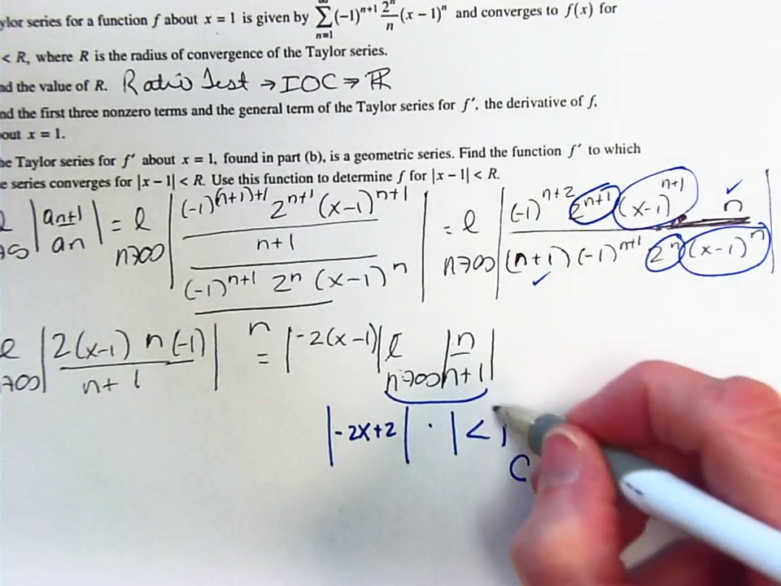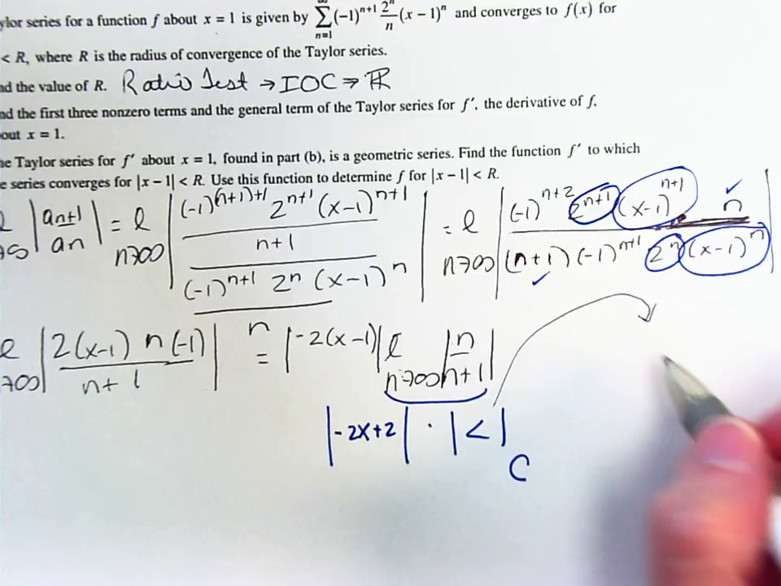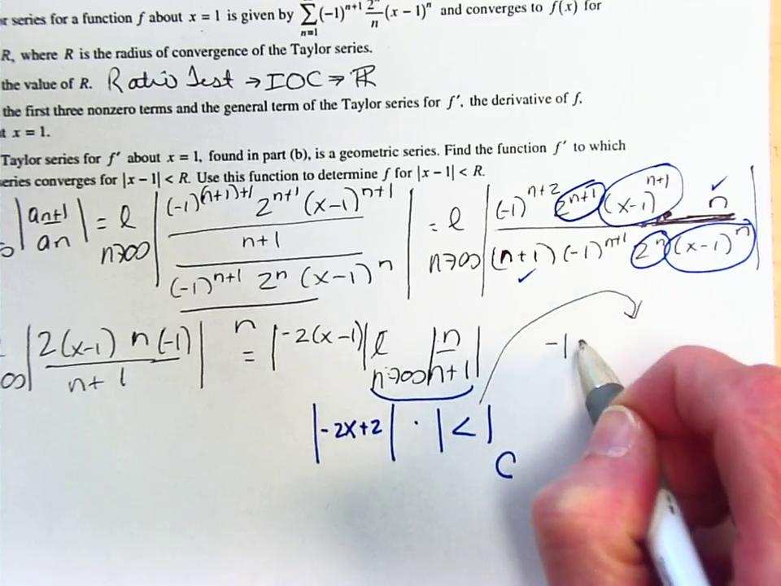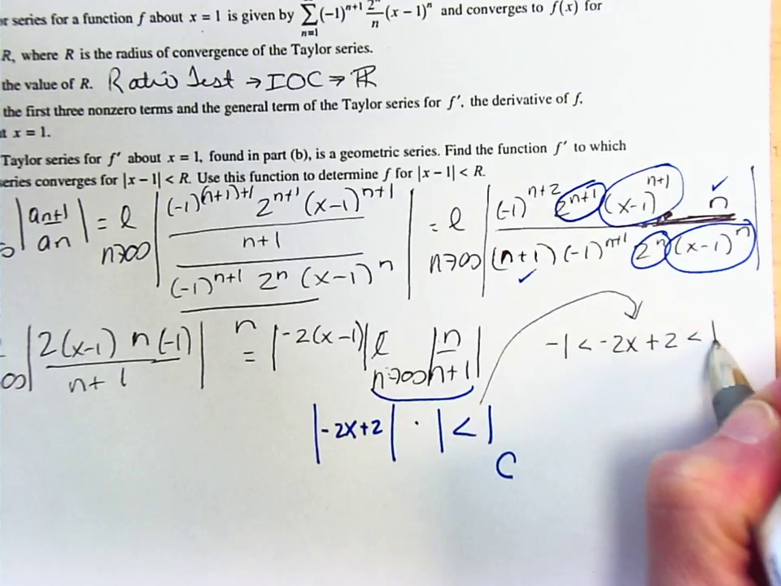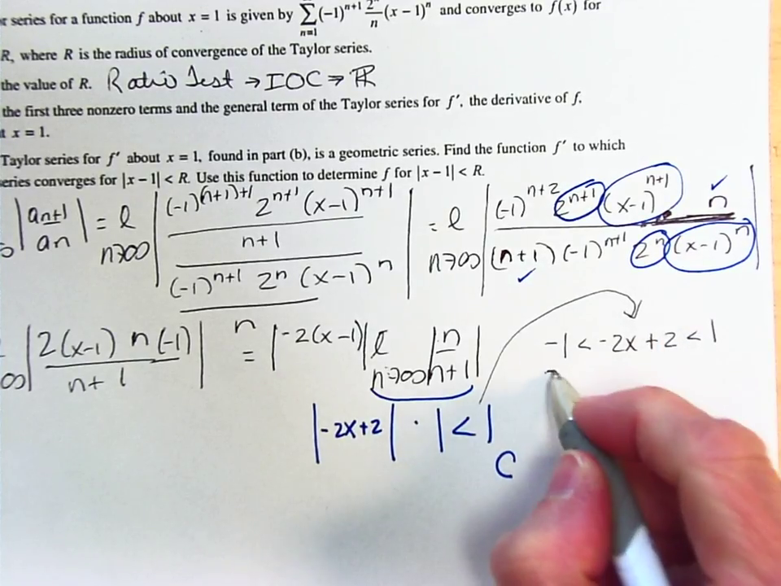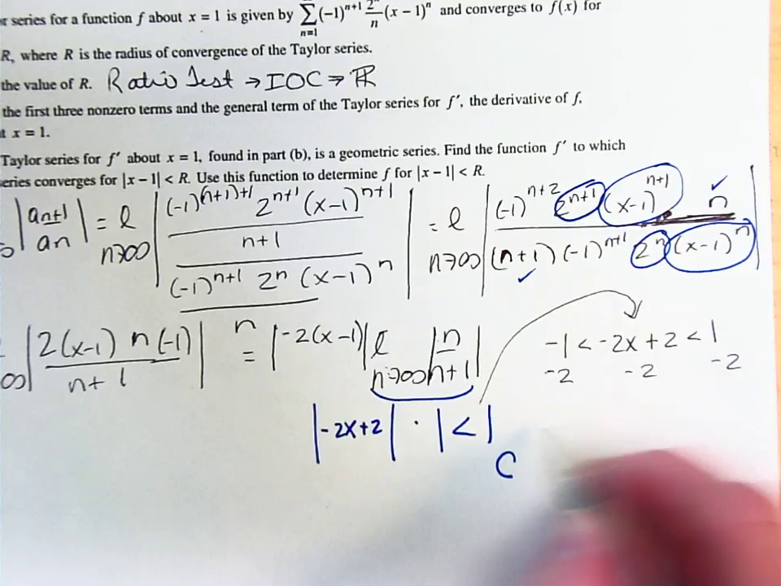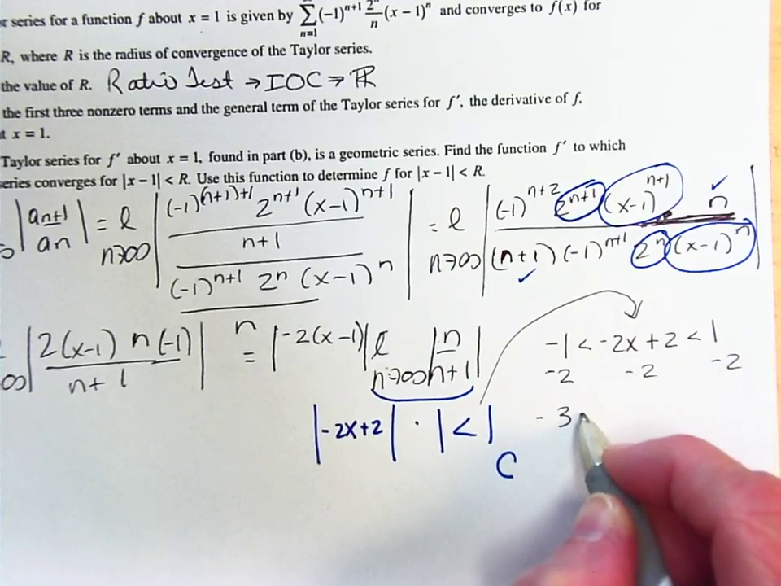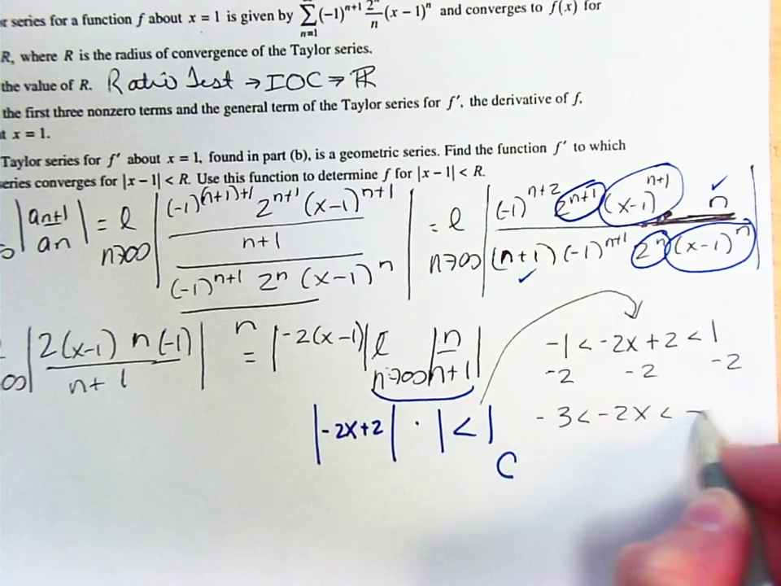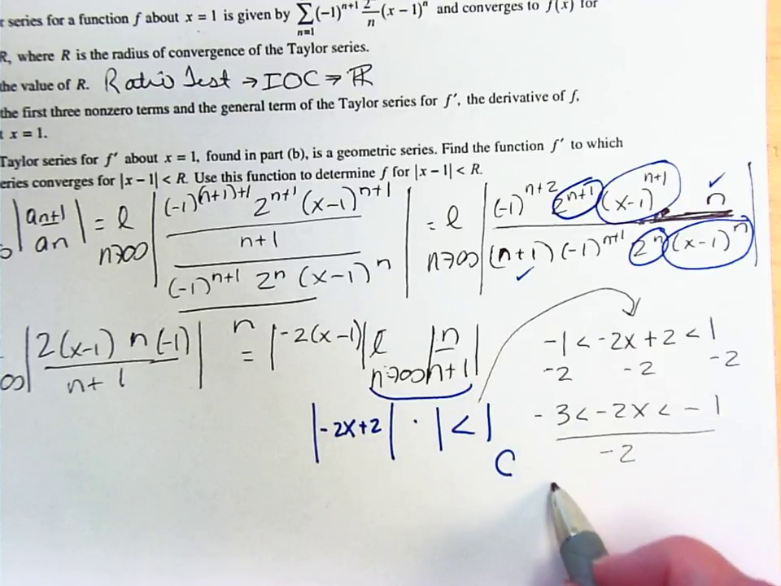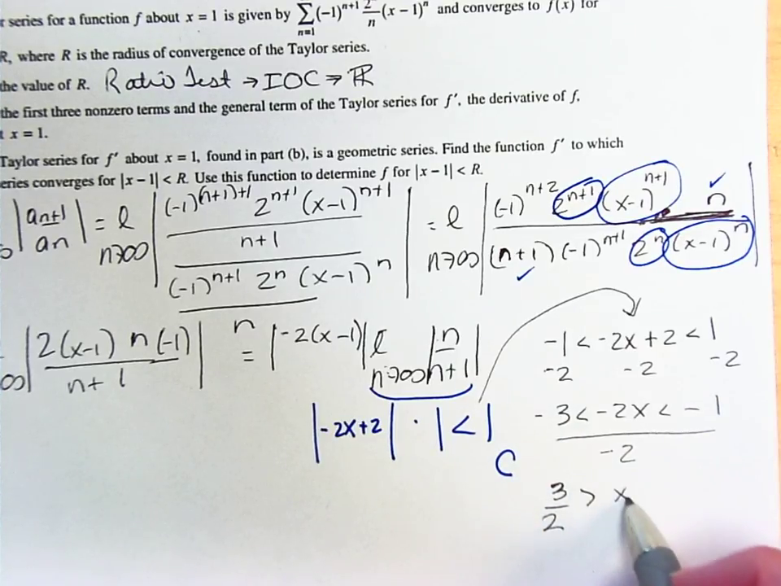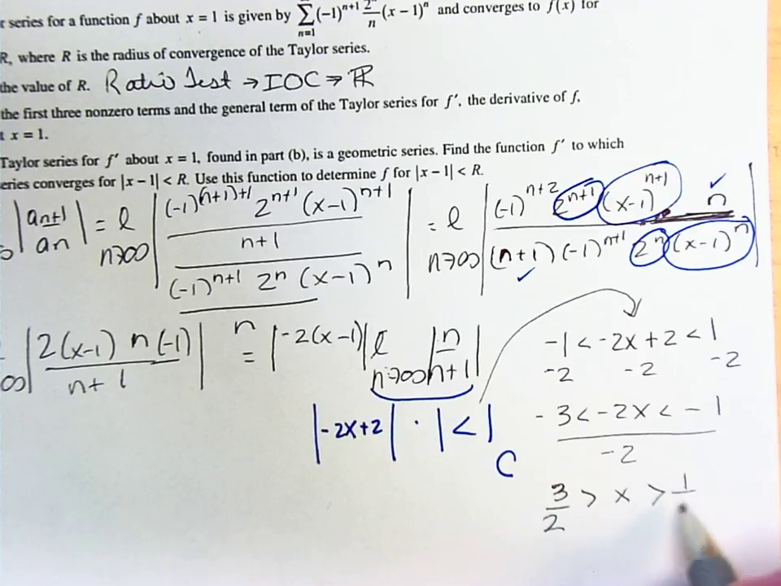So now I'm going to work on this inequality, rewriting it without the absolute value signs: minus 1 less than minus 2x plus 2 less than 1. Okay, I'm going to subtract 2 from everything. So that gives me minus 3 less than minus 2x less than minus 1. And now I need to get x by itself. Divide through by minus 2. Remember, that's going to flip the signs. So I've got 3/2 greater than x, which is greater than 1/2.